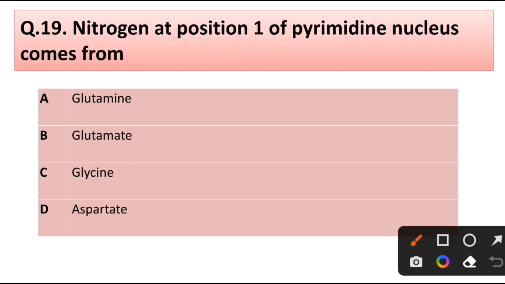Question number 19. Nitrogen at position 1 of the pyrimidine nucleus comes from glutamine, glutamate, glycine, or aspartate. Correct answer is option D, aspartate.